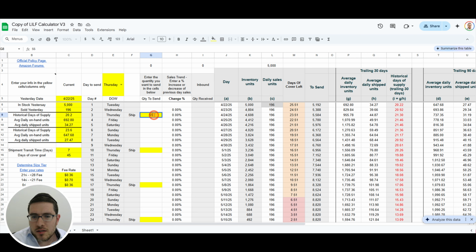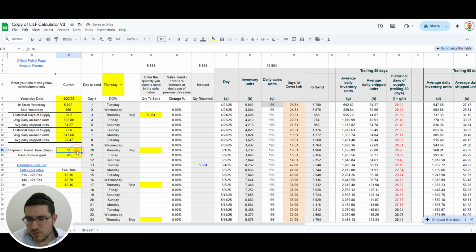So we're going to put 5,584 units. Now once we put this in, a couple of things happen. The sheet calculates, based on how many days of lead time you set, when Amazon will actually receive the units. So you can see here it's set to receive 7 days later. If you change this to 10, it will go down here. If you change it, it will go up here. Whatever you set it to, that's when it will show up.